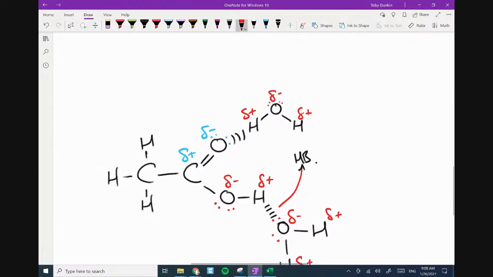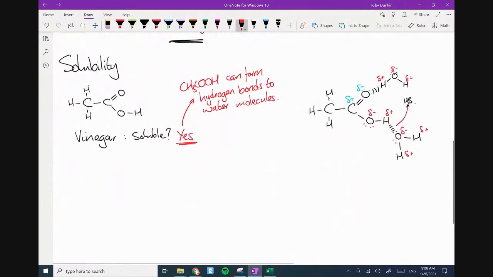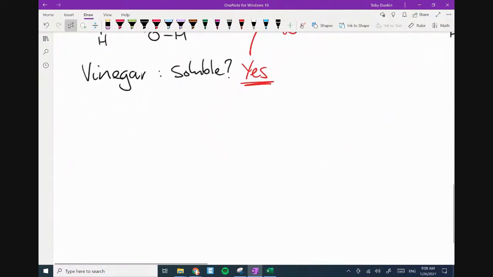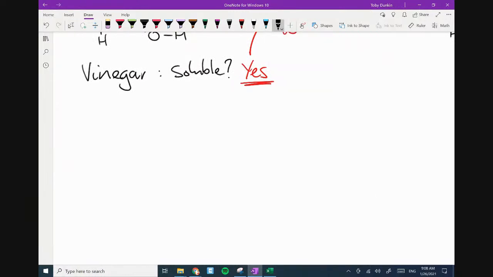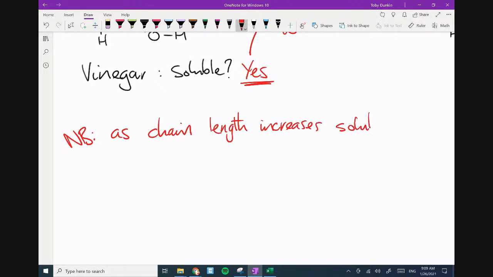Well, hang on a sec. What would happen if the chain got longer? So here's our one nota bene. As chain length increases, solubility decreases. That's all you need to know.